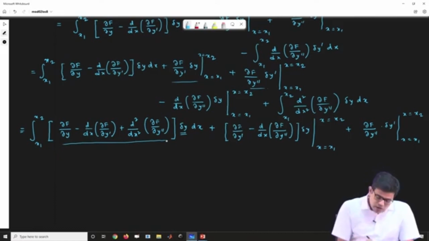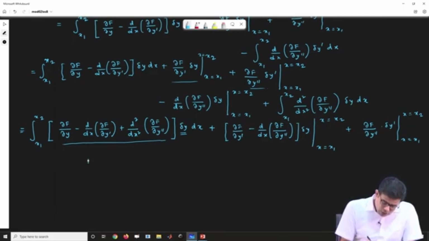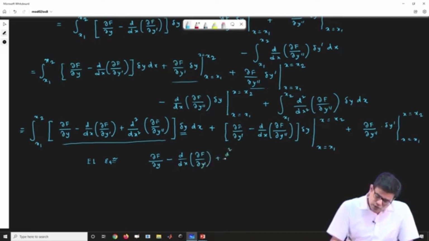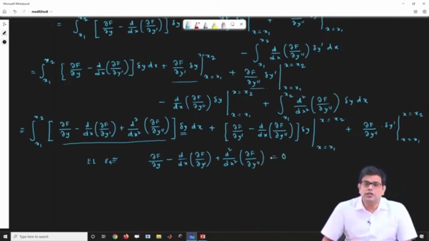So now the Euler-Lagrange equation for the functional involving a second order derivative is ∂f/∂y minus d/dx of ∂f/∂y' plus d²/dx² of ∂f/∂y'' equals 0. So, this is the Euler-Lagrange equation.